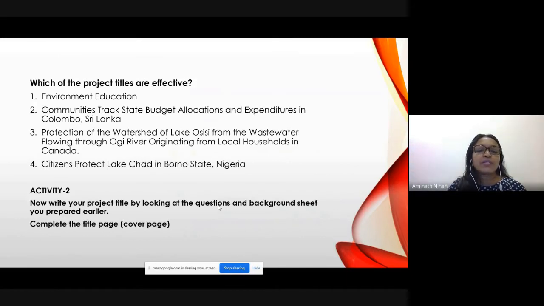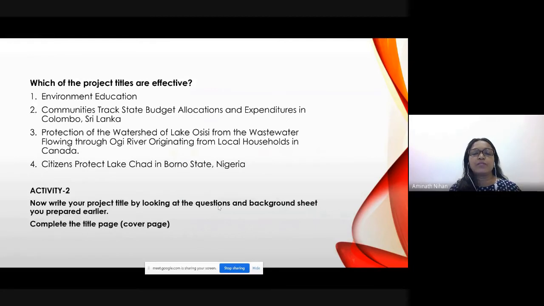Look at the third one: protection of the watershed of Lake Ossisi from the wastewater flowing through Ogi River originating from local households in Canada. Here you know what they are trying to do, right? They are trying to protect Lake Ossisi from the wastewater flowing through the river, which comes from various households. Household wastewater is getting into the river, and they are trying to protect the watershed of Lake Ossisi from being mixed with this wastewater. So we know what the project is about, what they are trying to do, and what they will achieve. This is a good title, and you know where it's happening.